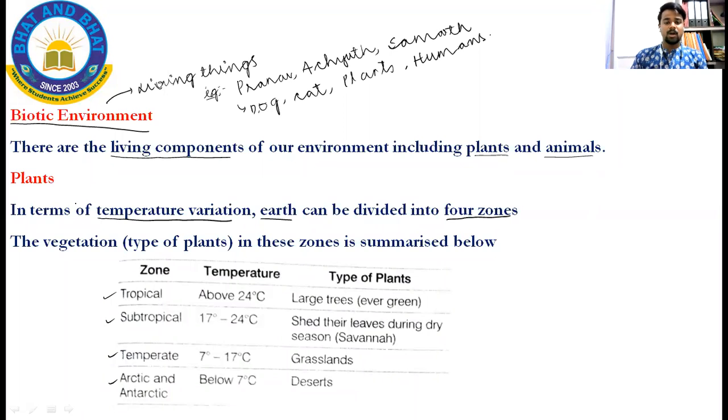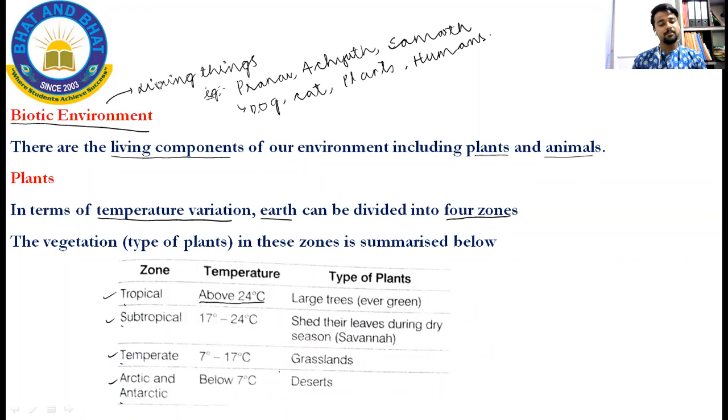Tropical, very good. After tropical, it has to be the subtropical. Next, it is the temperate, then the Arctic and the Antarctic. Clear now? Tropical, subtropical, temperate, Arctic, and Antarctic. Now, this tropical region has a temperature of about 24 degrees Celsius. It has large trees that are evergreen, always green.